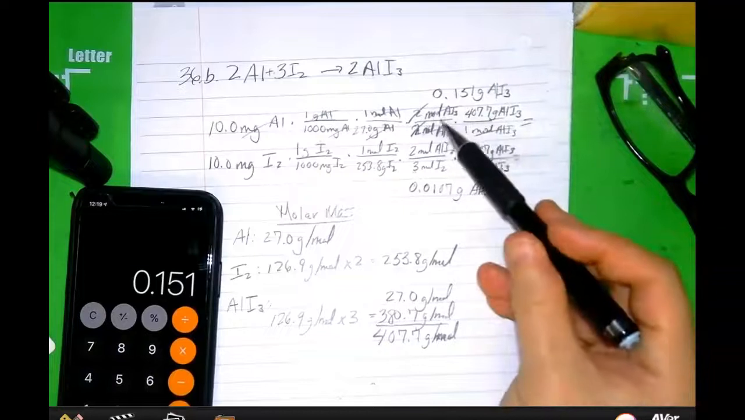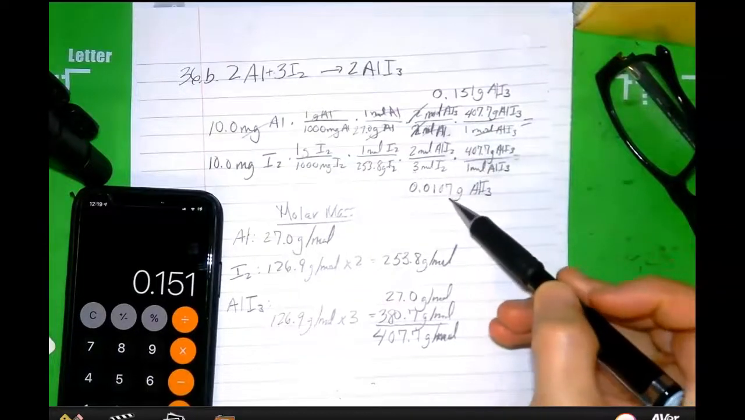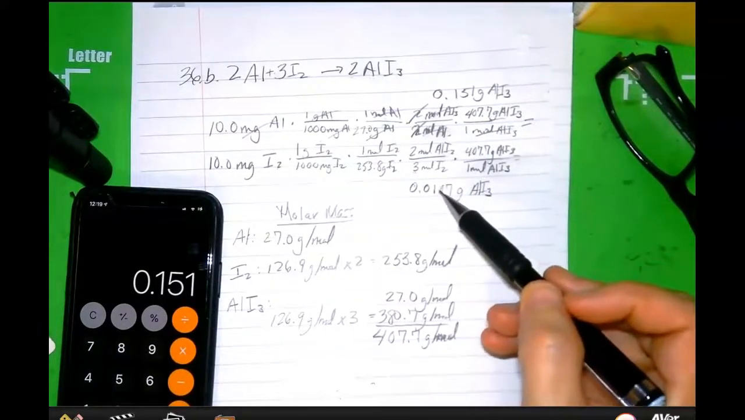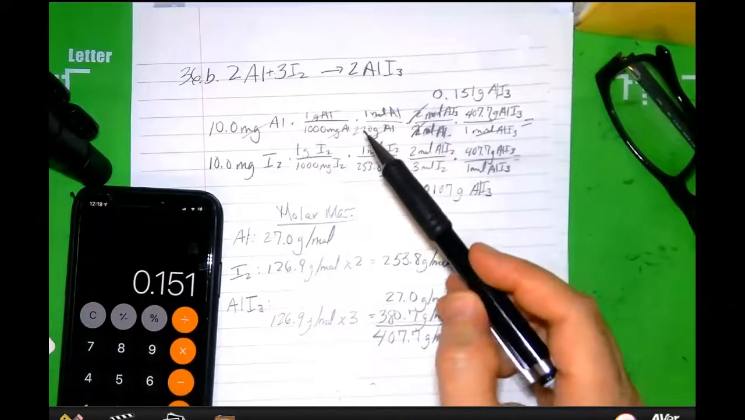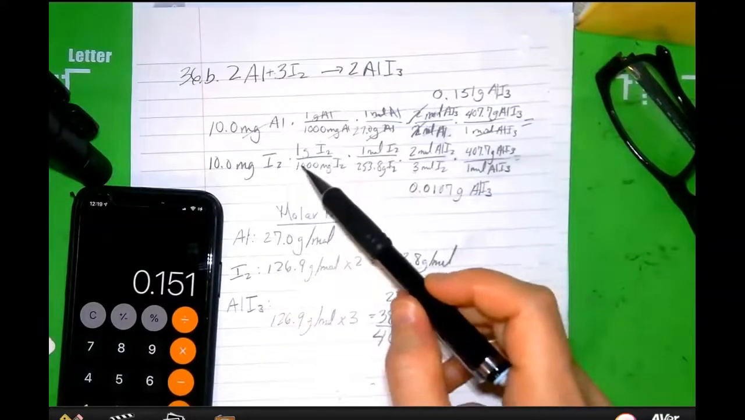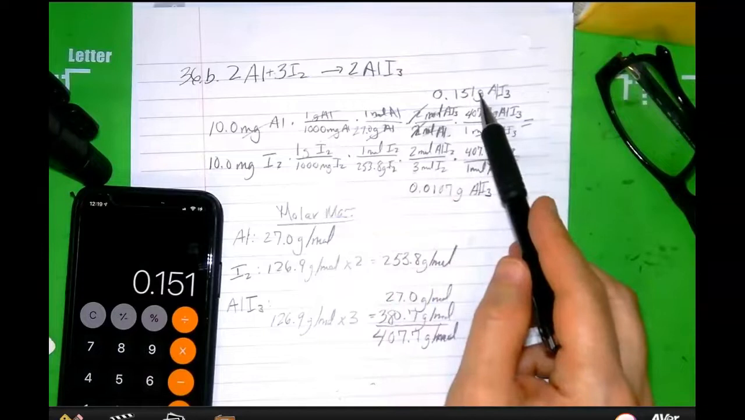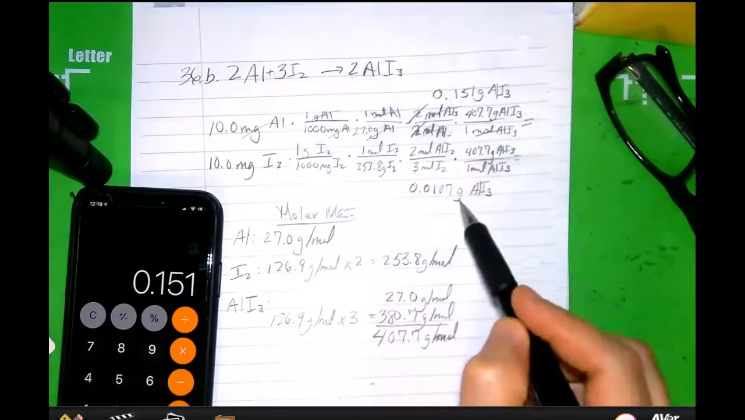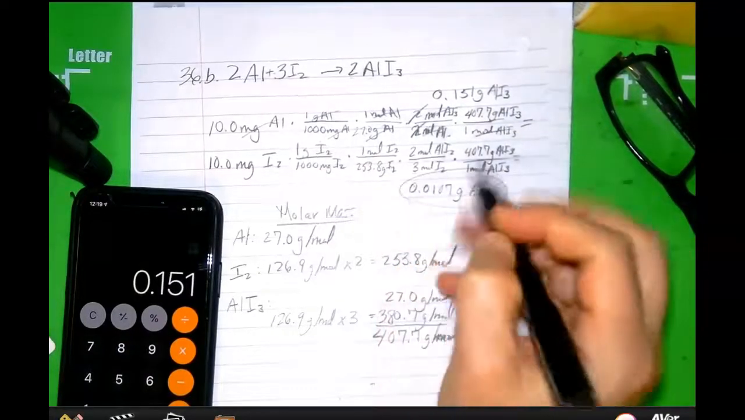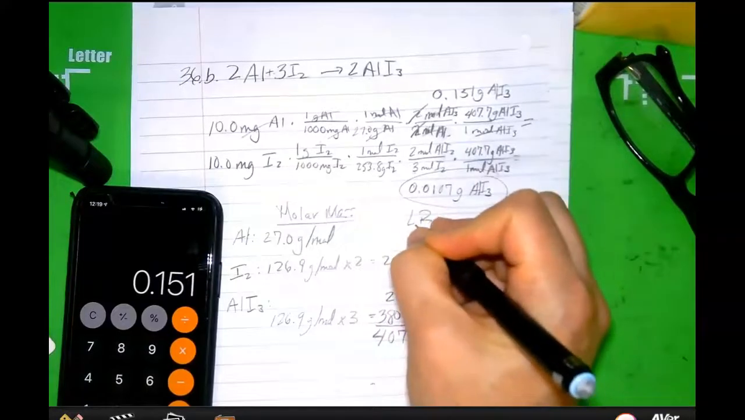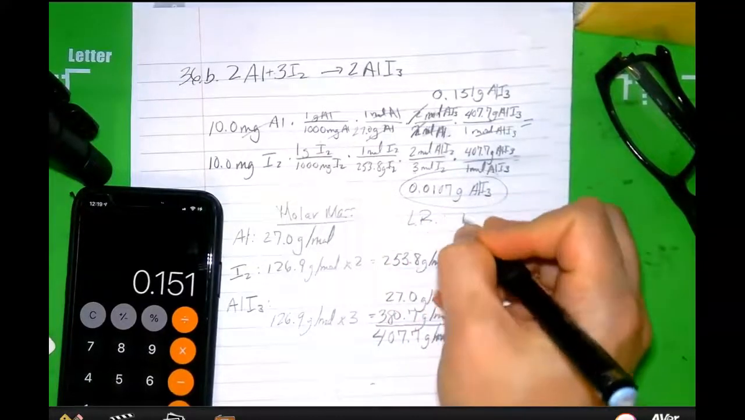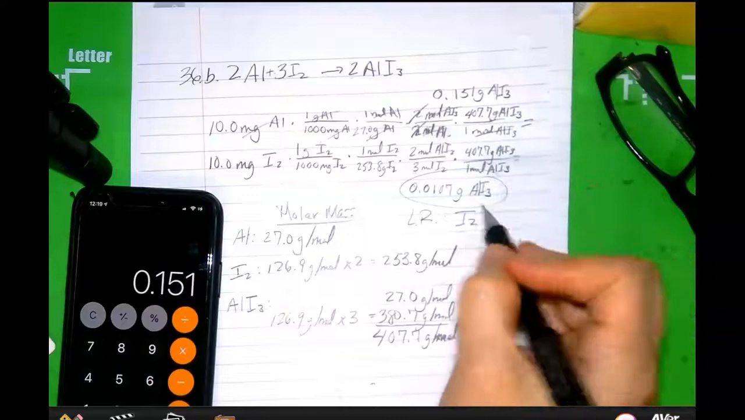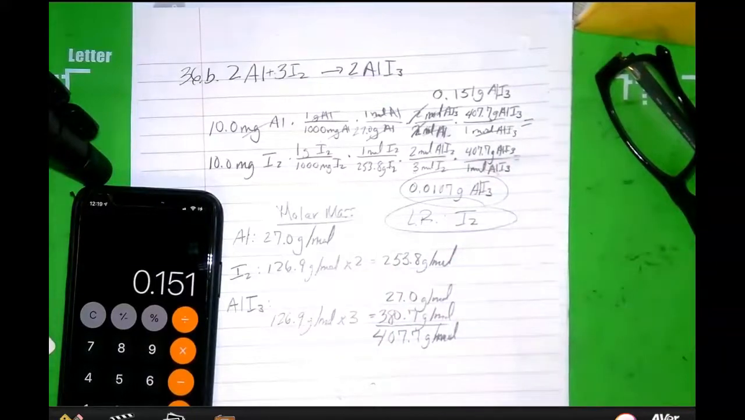And if you compare them, the one that creates the least amount is the limiting reagent. If we had excess iodide, we could make this, but we don't. We have excess aluminum, so we can only make this. So our answer is this, and our limiting reagent is I2. So those are our answers.